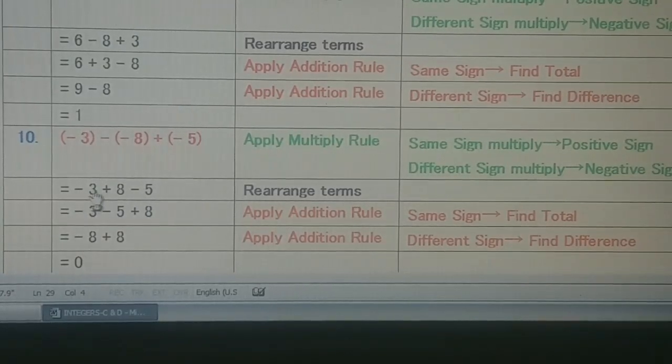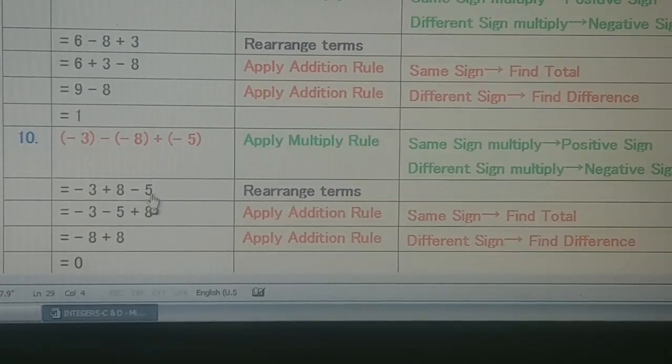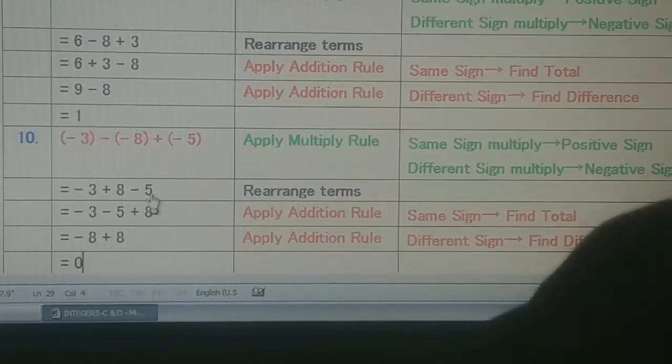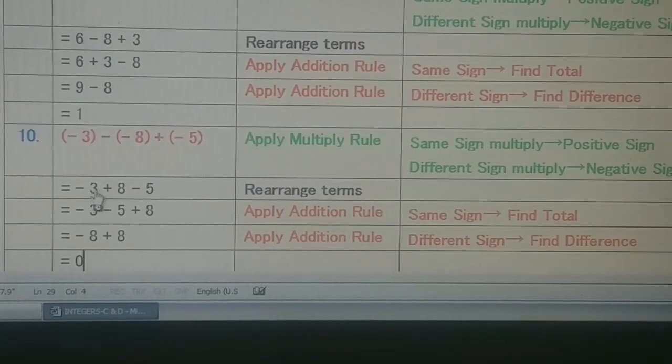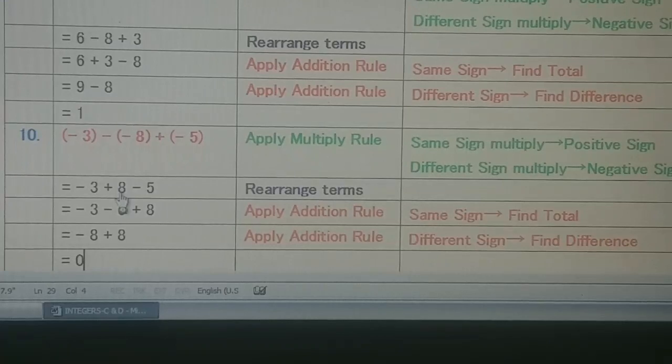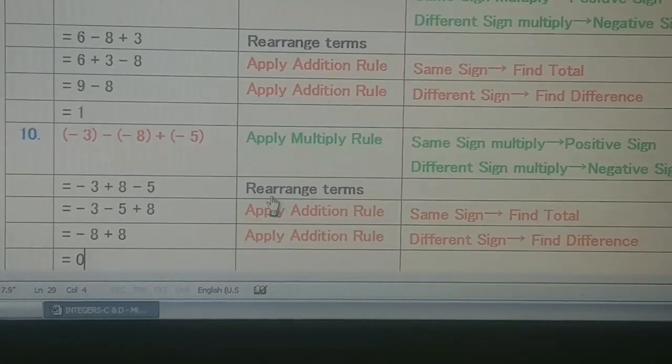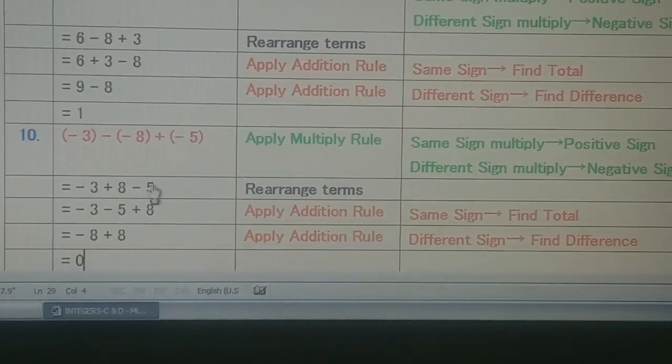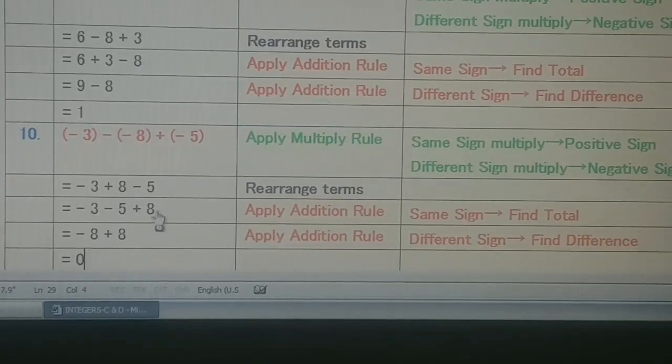Now here we are having minus 3 plus 8 minus 5. While solving integers, we have learned that numbers having the same sign should be solved first. Minus 3, minus 5 and plus 8. So we have to rearrange the terms. We will write first minus 3, then we copy minus 5, and then we copy plus 8. So minus 3 minus 5.